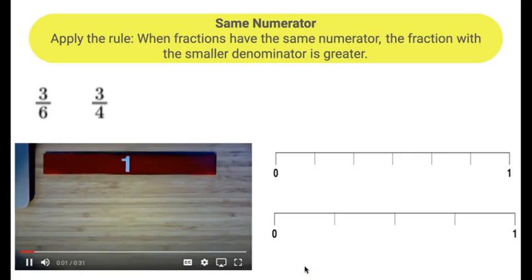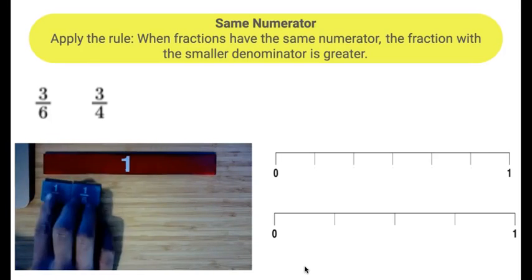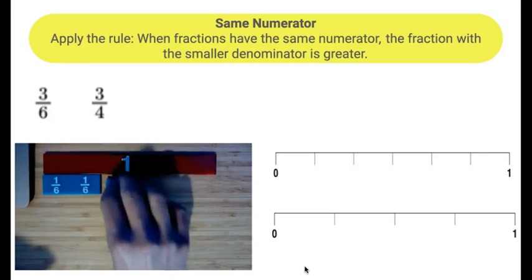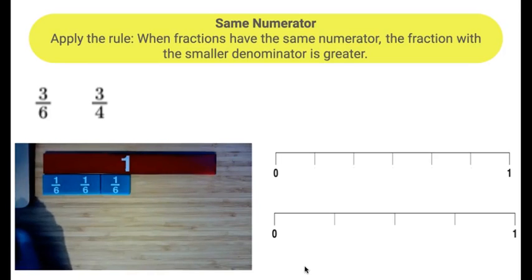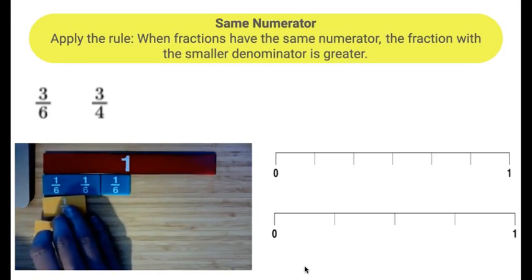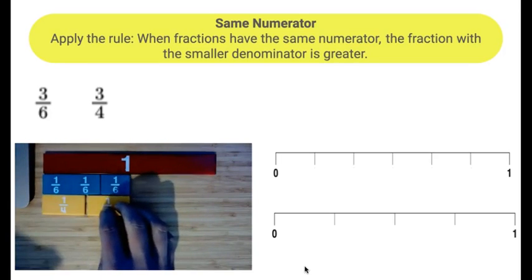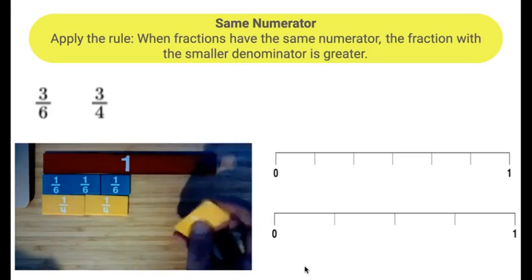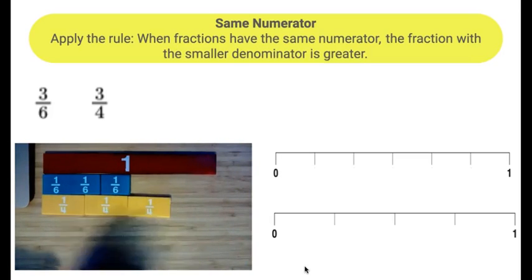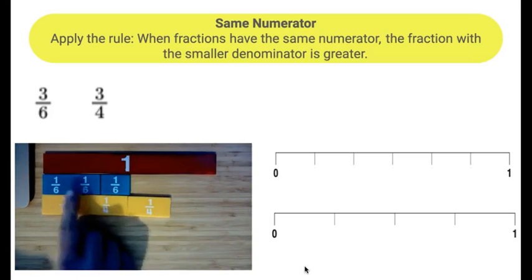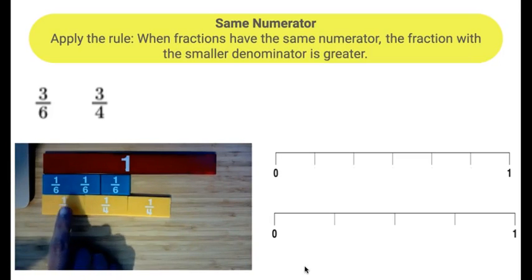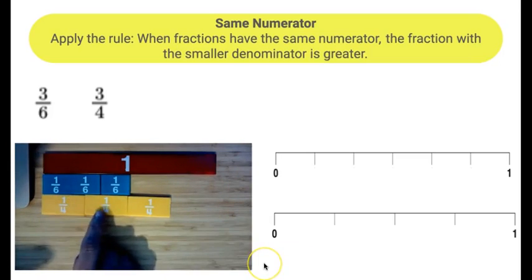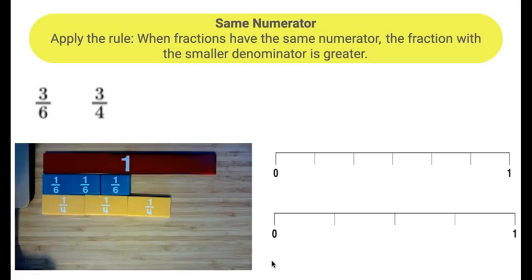In this next example, I am also going to show you two fractions that have the same numerator and different denominator. We are comparing 3/6 and 3/4. I can see that 3/4 is more than 3/6 and that 3/4 has the smaller denominator.